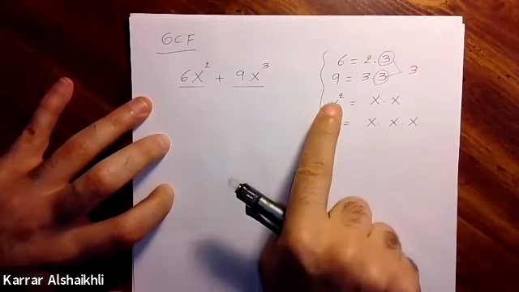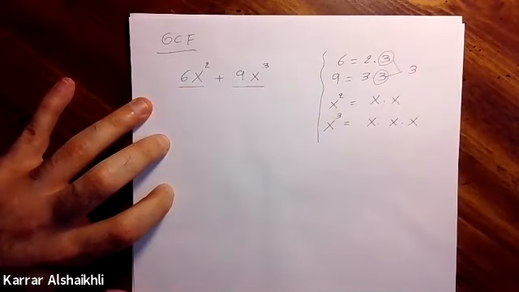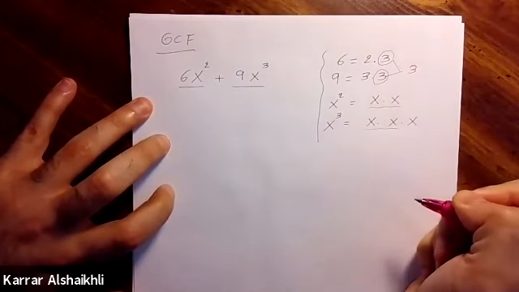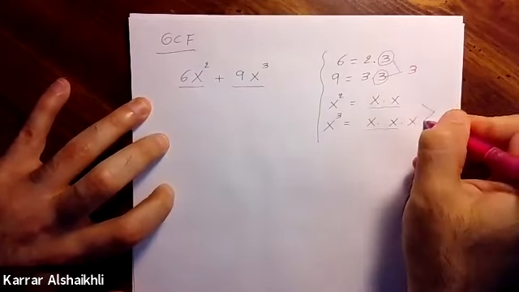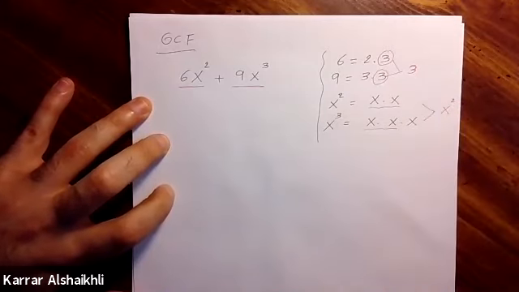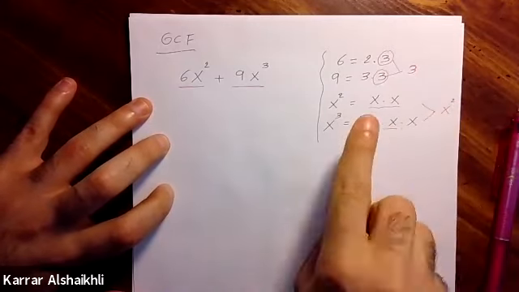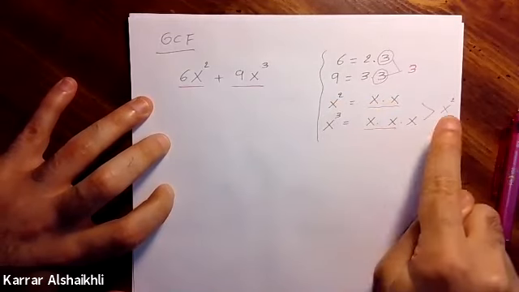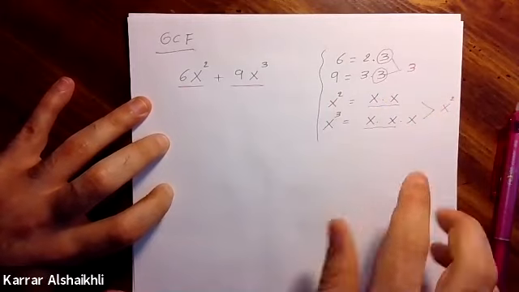So you see, I'm factoring the variables. Now, what's the common? The common is 2 x's here and 2 x's here. That means the common between these is x squared. Why do I write down x squared? Because I'm taking 2 x's from here and I'm taking 2 x's from here. So the common here is x squared.